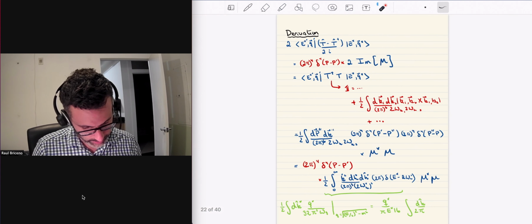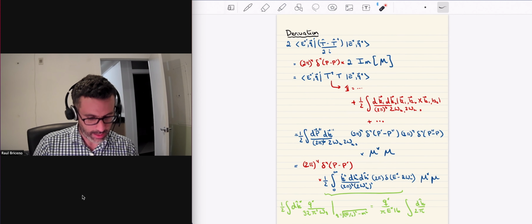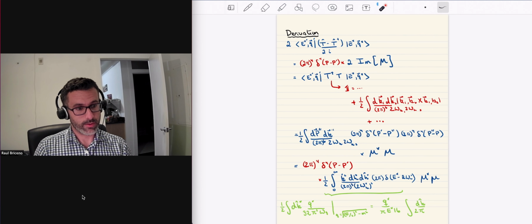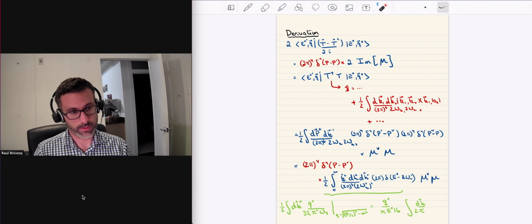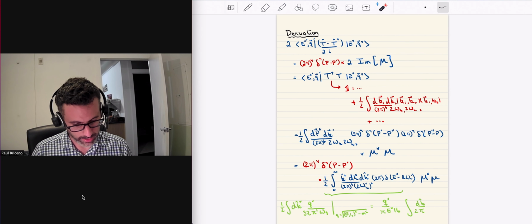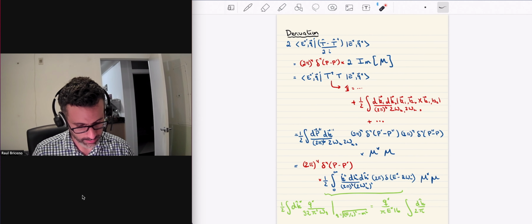Okay, and so here's my derivation. I'm going to give you my notes, and so I'm not even going to bother walking you through this. It's basically just kinematics, keeping track of factors of delta functions, inserting an identity, evaluating the integrals using those delta functions, and variable transformation a few times.